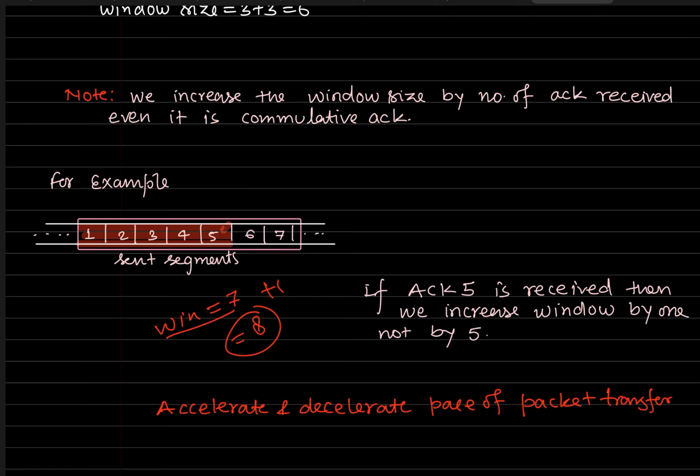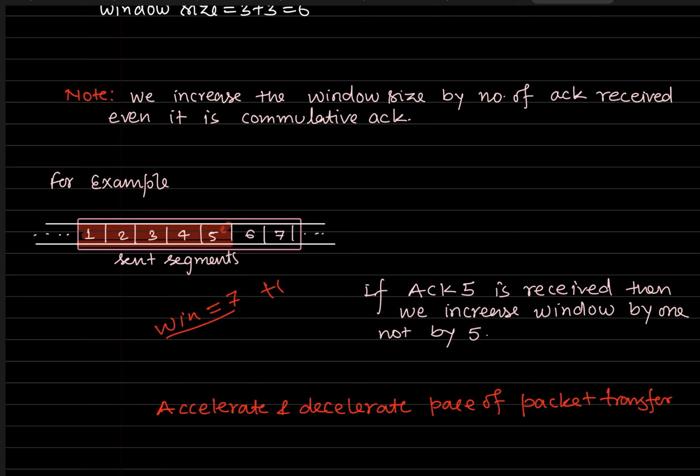What it means is the slow start algorithm will understand there is a problem. I didn't receive the acknowledgement for all the other segments which were sent. So 1 2 3 4 were sent, but didn't receive an acknowledgement. There might be a problem in the network or at the router side. So that is the reason the sending window or congestion window will not increase by 7, it will increase by 1.